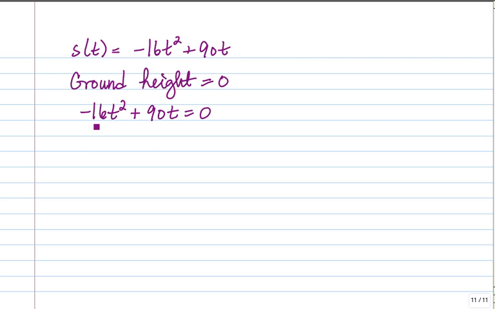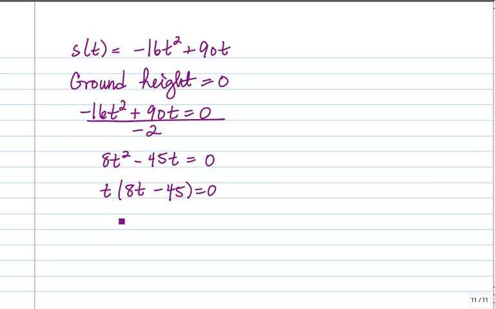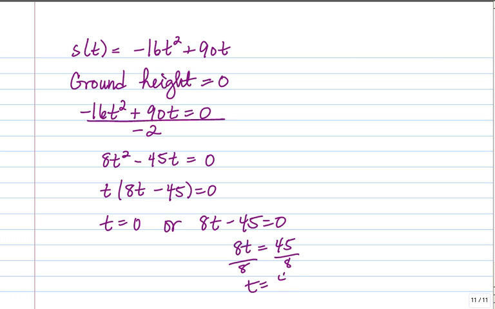In fact, if we divide everything through by negative 2, we would get 8t squared minus 45t is equal to 0. Now if we factor out a t, that leaves us 8t minus 45. So do you remember how to solve this? If you solve by factoring, you set each factor equal to 0. You didn't think you were going to use that again, did you? So you get 8t is equal to 45, and then divide through by 8. So t is equal to 45 over 8, or what is that? 5.625.